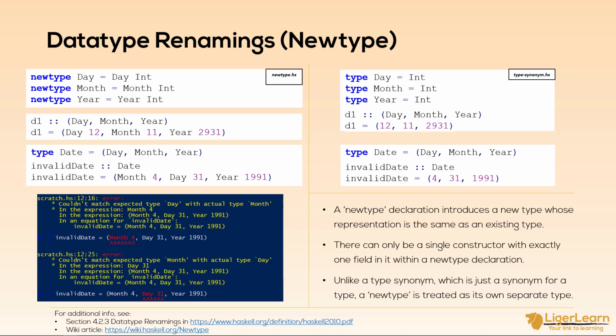For additional information, check out section 4.2.3 in the Haskell 2010 report and the article on Newtype declarations on the Haskell wiki. Some of the concepts we discussed here, like constructors, will be covered in much more depth later on in the module, so don't worry if you don't understand them fully right now. I've just shown you how to make Newtype declarations so that you are aware of them. It is not important to necessarily use them for a beginner.